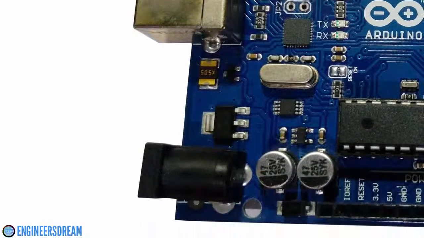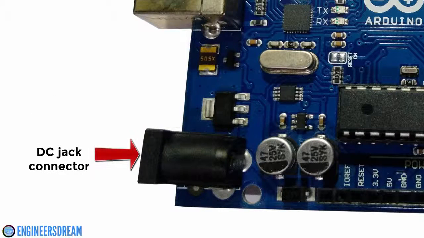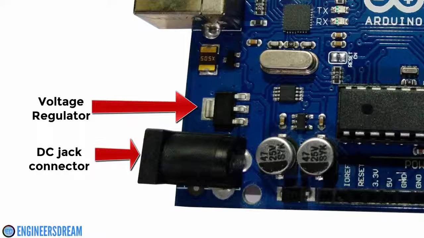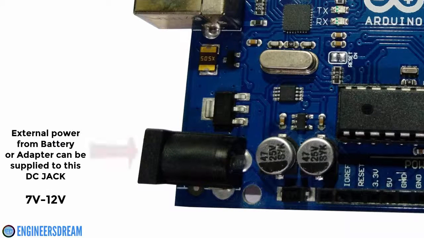Now, if you look at this part over here, which is on the lower left side, this part is called the external power supply part. This part consists of a DC jack connector and a voltage regulator. So guys, after uploading the program in the Arduino, if we want to give external power supply to it, then we can provide external power using this DC jack connector. We can supply external power between 7 volts to 12 volts using a battery or an adapter. The maximum supply that we can give is around 20 volts.